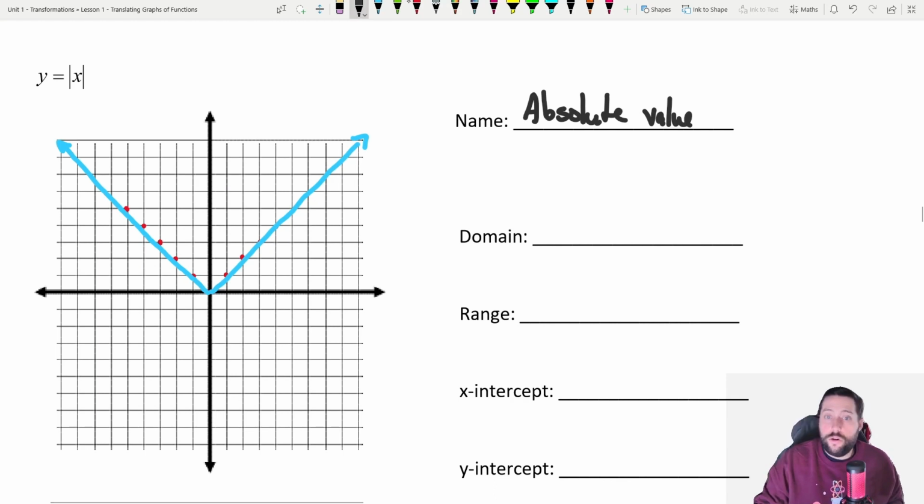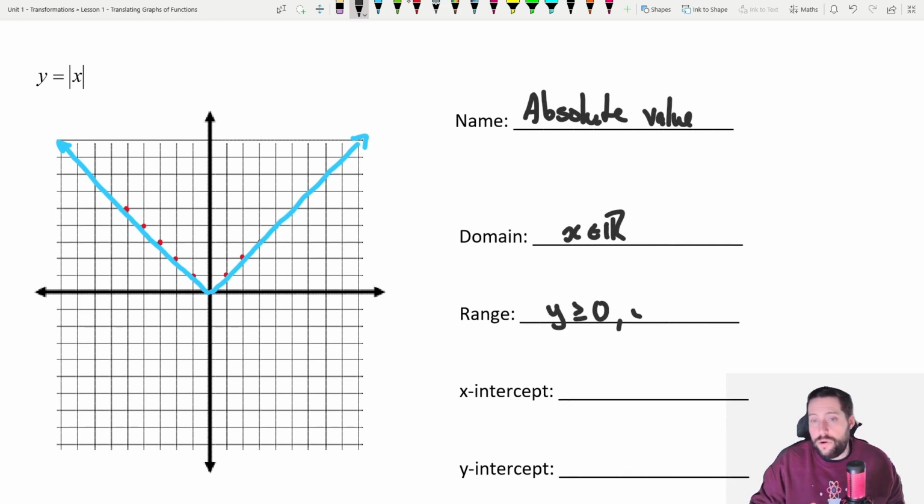Your domain is everything. There are no restrictions for your domain, so x can be everything. Your range is y needs to be greater than or equal to 0, provided that y is an element of all real numbers. So essentially, no negative y values. Your x-intercept is going to be at x is equal to 0. That's where it crosses the x-axis. And your y-intercept will also be at y is equal to 0. That's where it crosses the y-axis.